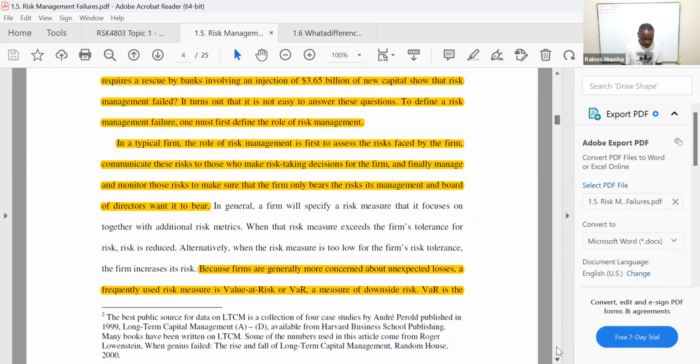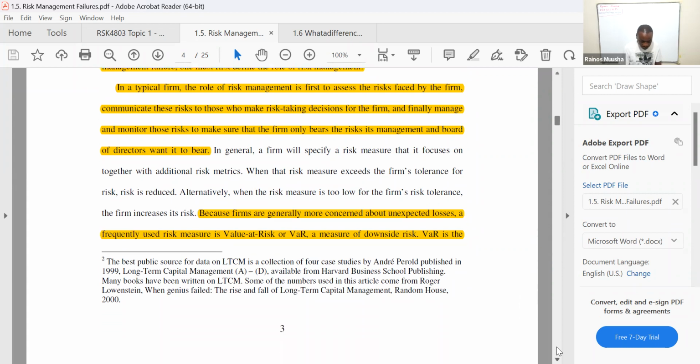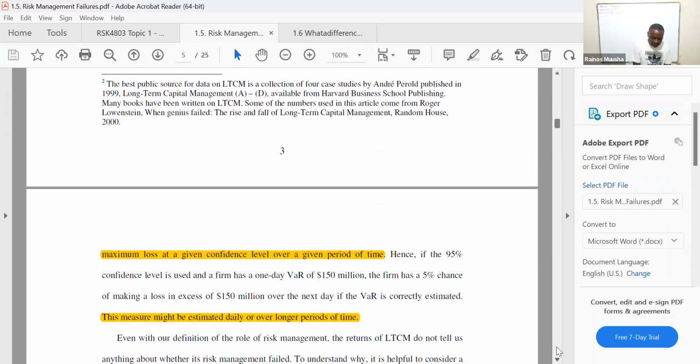So which means here they say, because firms are generally more concerned about unexpected losses, a frequently used risk measure is value at risk, which is also given as VAR, a measure of downside risk. So value at risk is the maximum loss at a given confidence level over a given period of time. So you're basically saying that at a given confidence level, how much is the maximum loss we're expecting to suffer as an organization over a given period of time? So that's basically what value at risk indicates.